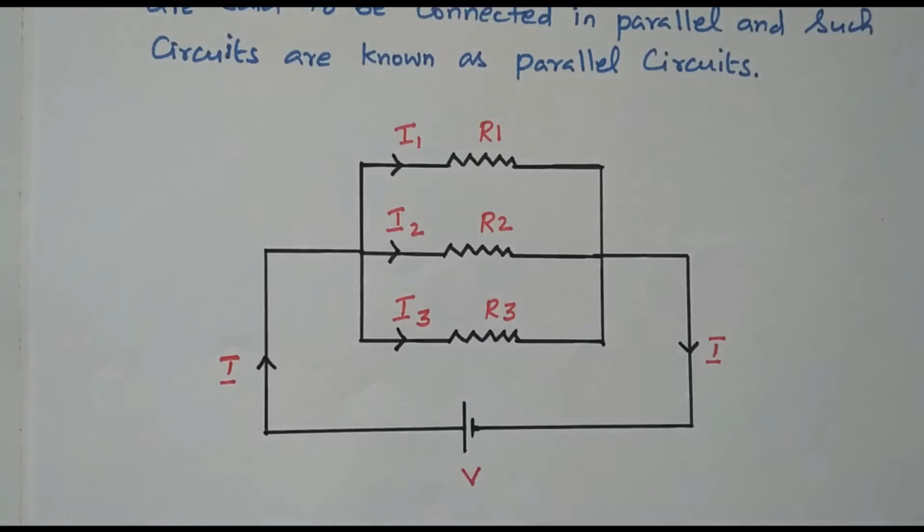So in the series circuit, current will be the same, voltage is divided. In the parallel circuit, voltage will be equal, current is divided. So based on that, we are able to understand whether it is series connected or parallel connected. Now we'll go to the next type of connection.